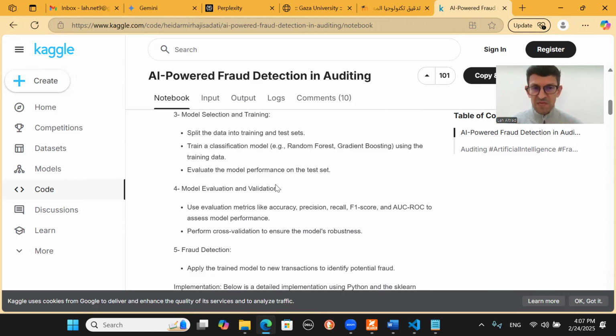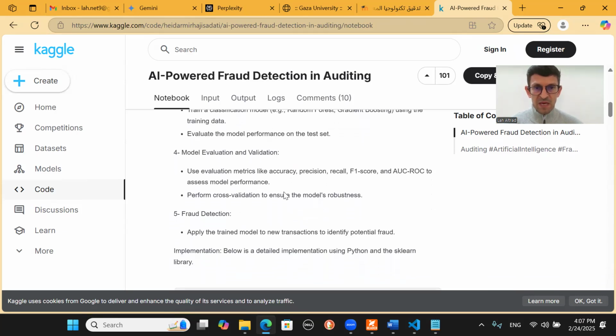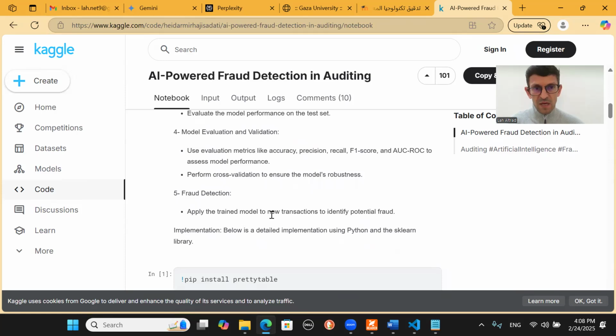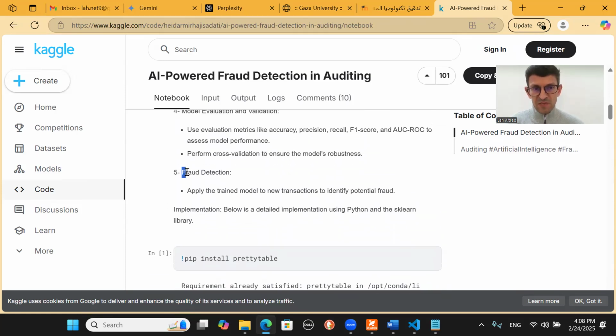I think maybe you are familiar with this. After that, of course, you can measure accuracy, precision, recall, F score, and other metrics that you can calculate in order to see how accurate your model is. And at the end, we need to find fraud detections. We need to apply this in a banking system to automatically detect whether transactions are fraud or not.